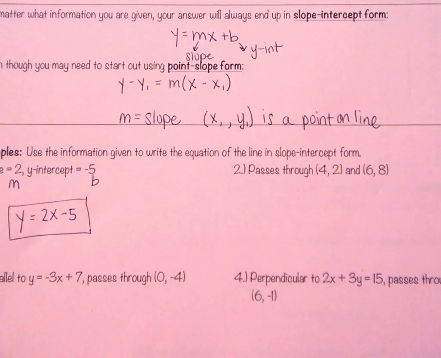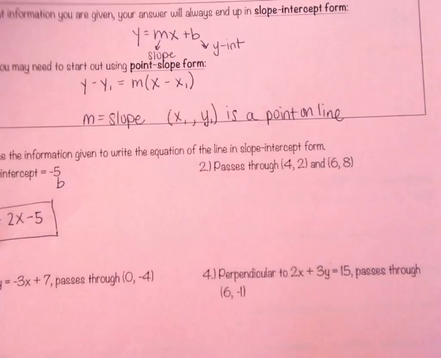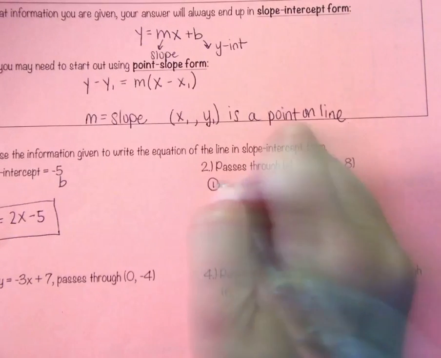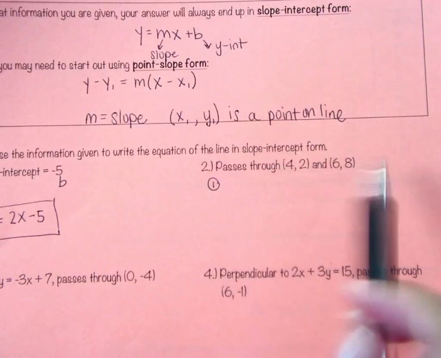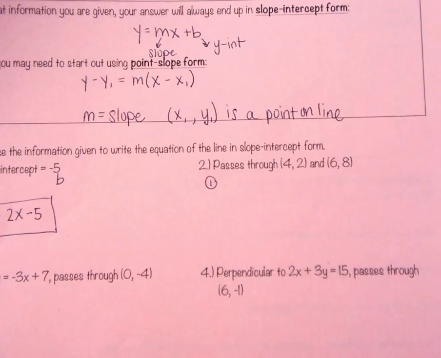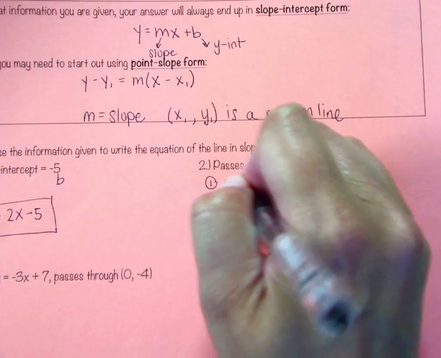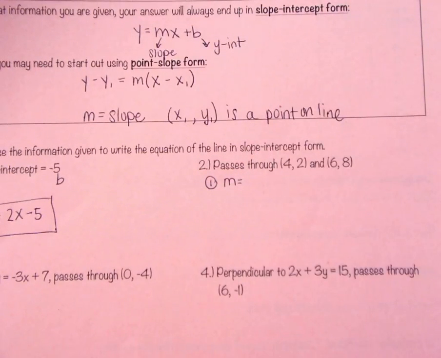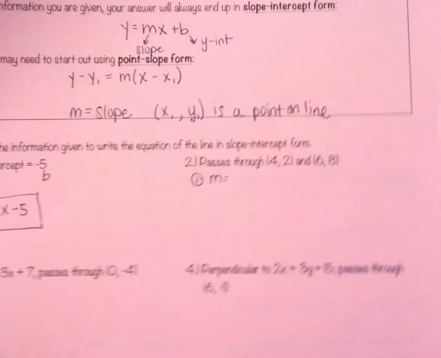When we go to the next example, again different pieces of information, we're given two different points that our line passes through. The first thing that we need to find, what do you guys think? Remember from algebra? If I want to use point-slope form, I have a couple points, but what do I not have? Slope.